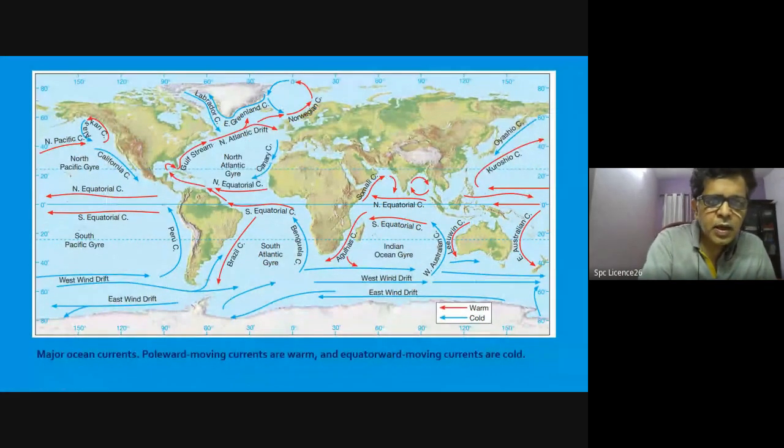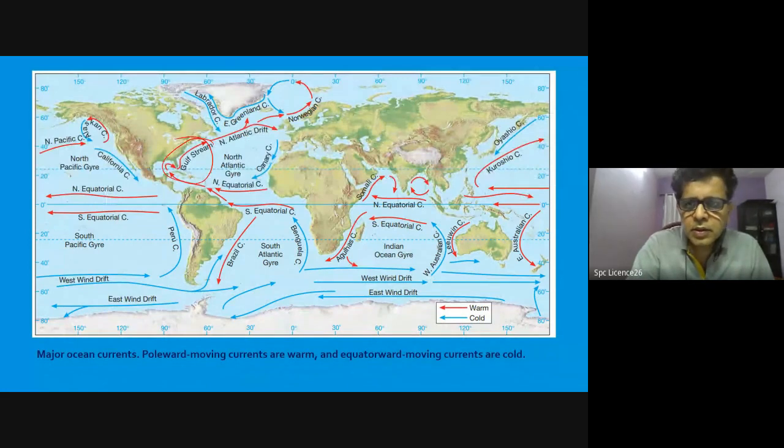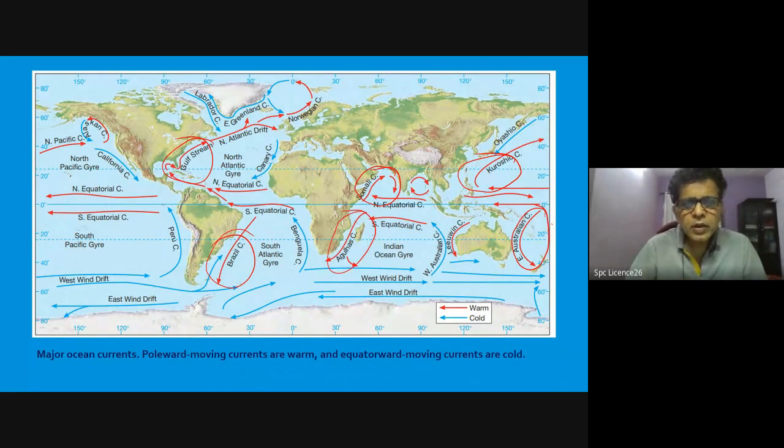Yes. Okay, these are warm waters. This is the warm water. This, of course, is the warm water. This is warm water, this is warm water, and this is warm water. So, in the tropical regions, the eastern margins of major continents will have warm ocean currents.